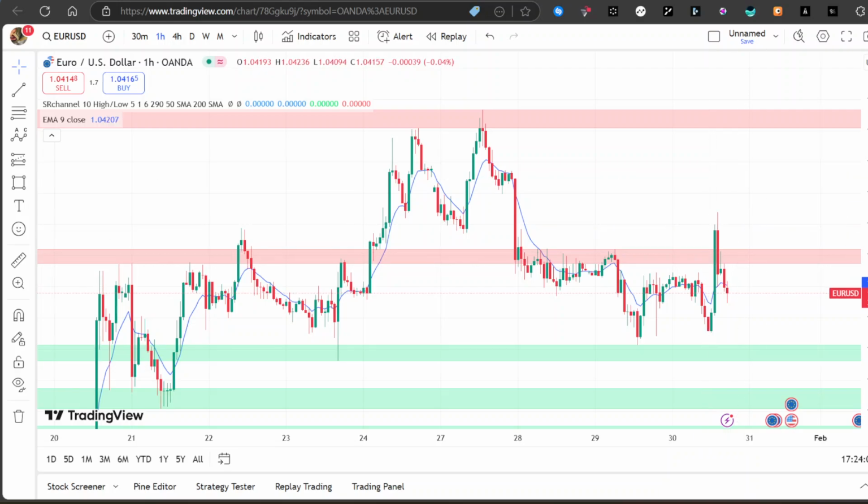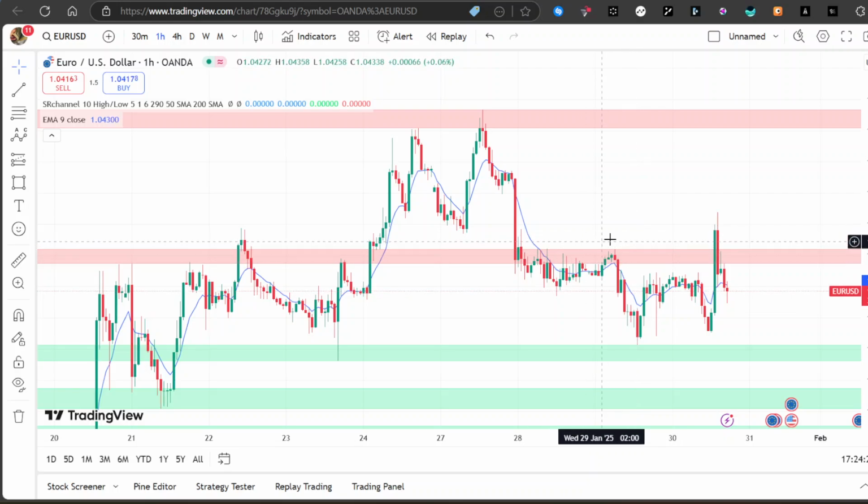Now let's quickly go over a few mistakes to avoid when using the support resistance indicator. The first is ignoring price action. While the indicator gives you a good visual representation of support and resistance, it's important not to ignore price action. Always watch for candlestick patterns and other confirmations before entering trades.